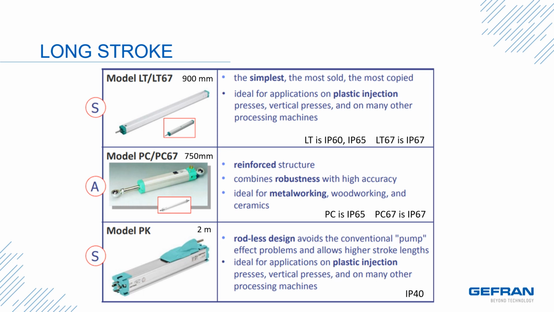The PK series is a rodless design, so the full travel is within the sensor body. It is bracket mounted and is our longest potentiometric sensor, with the ability to measure up to 2 meters. Rodless designs also avoid the pump effect that can happen in longer sensors with extendable rods when the rod travels very quickly. This style is used on plastic and rubber injection molding machines, vertical presses, and many other processing machines. It is rated IP40.